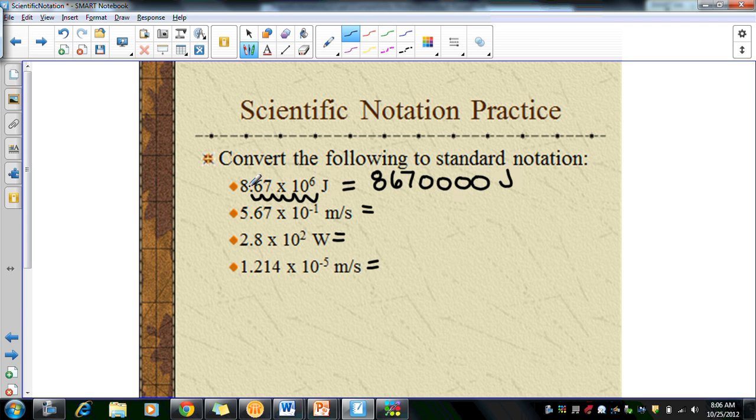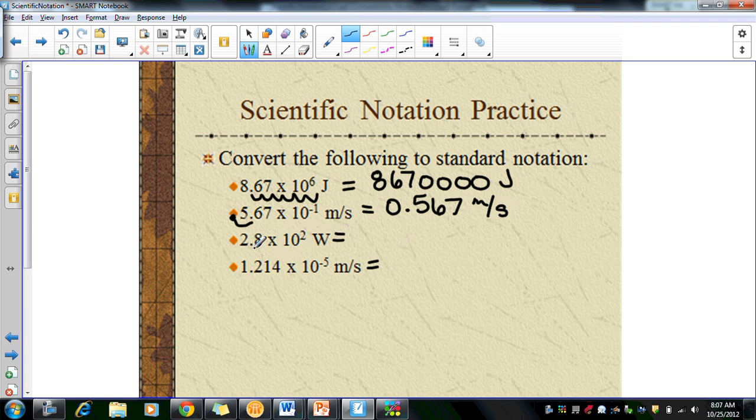Now notice we start where the decimal is. We don't just start adding 6 zeros to the end. You have to move the decimal. Here it says 5.67 times 10 to the negative 1 meters per second. So since it's negative, we go left. And so we move left 1 spot. So that becomes 0.567 meters per second.